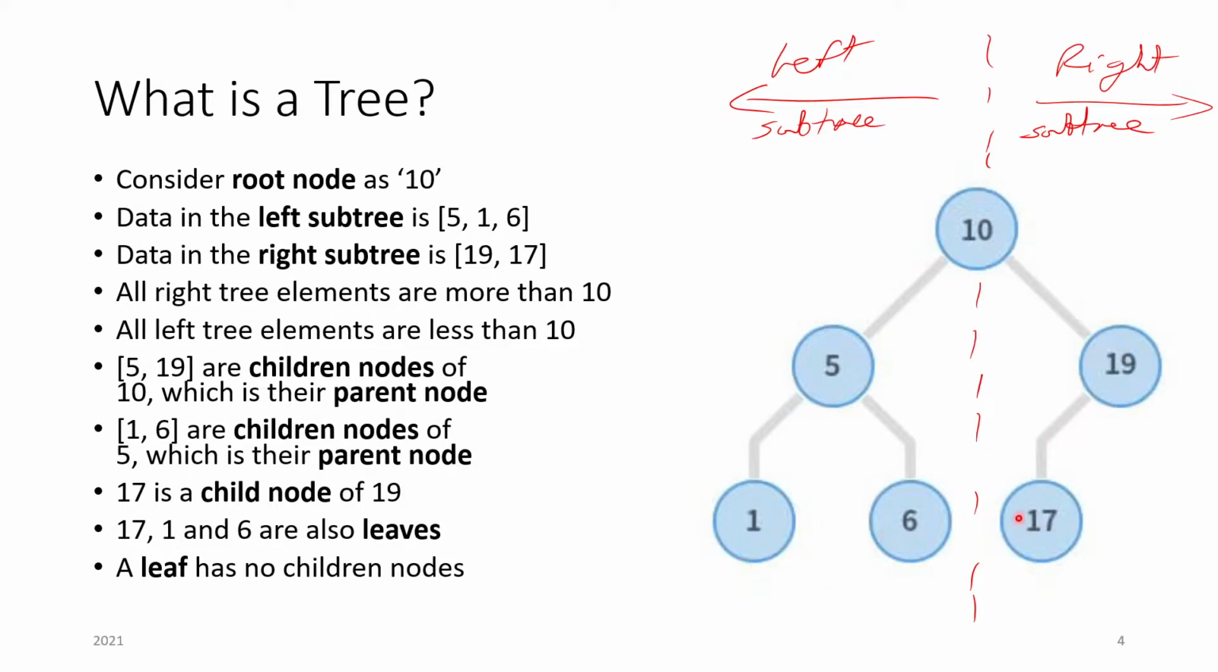1, 6, and 17 here are referred to as leaves because they have no further existing connections linking to other nodes except their parent nodes. So any leaf that you see in a tree has no child nodes. So basically this represents the end of our tree as a result.